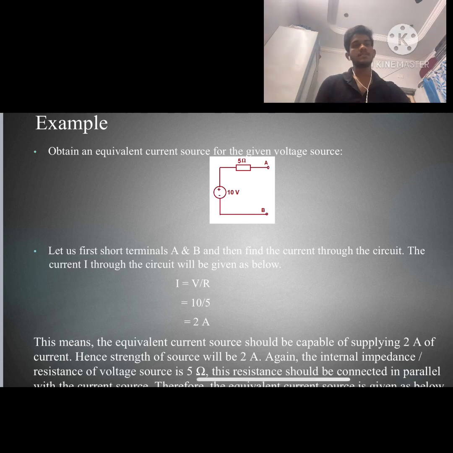10 by 5 equal to 2A. This means the equivalent current source should be capable of supplying 2A of current. Hence, the strength of the source will be 2A. Again, the internal resistance of the voltage source is 5 ohms. This resistance should be connected in parallel with the current source. Therefore, the equivalent source is given as below.